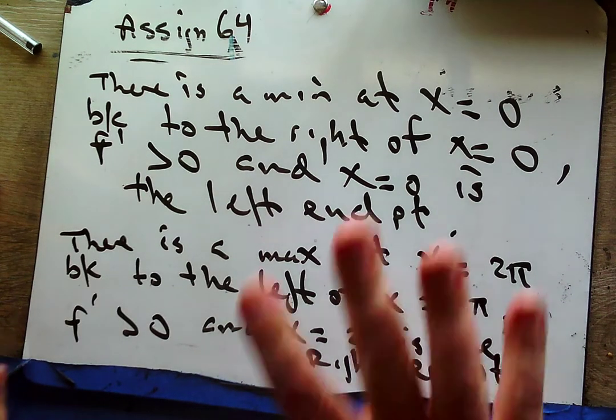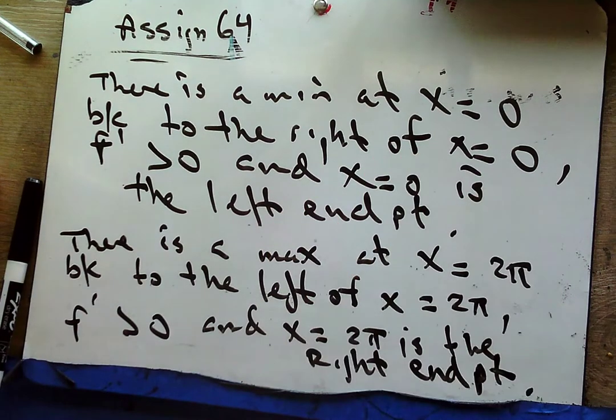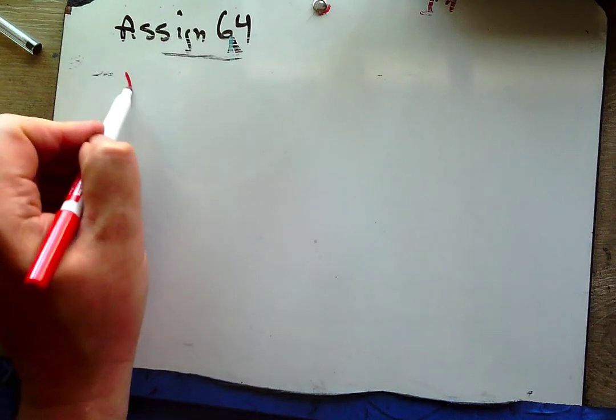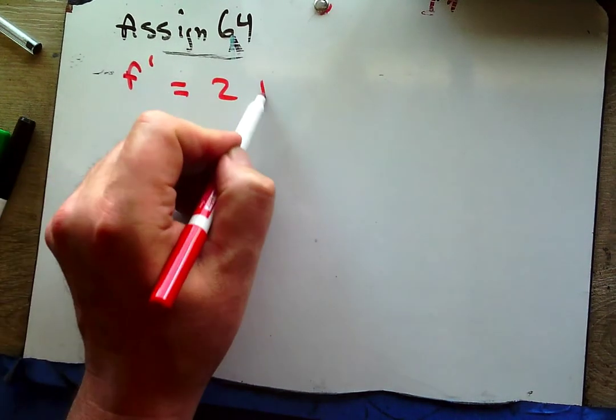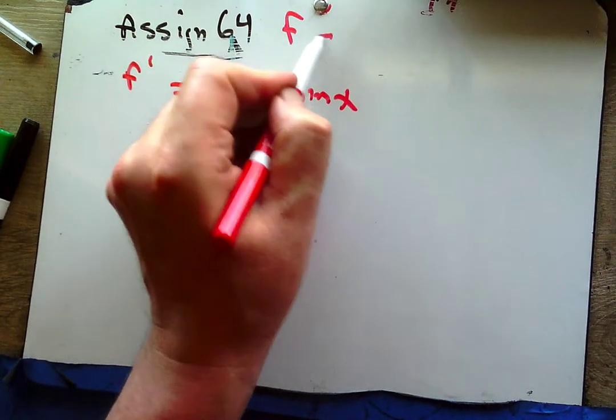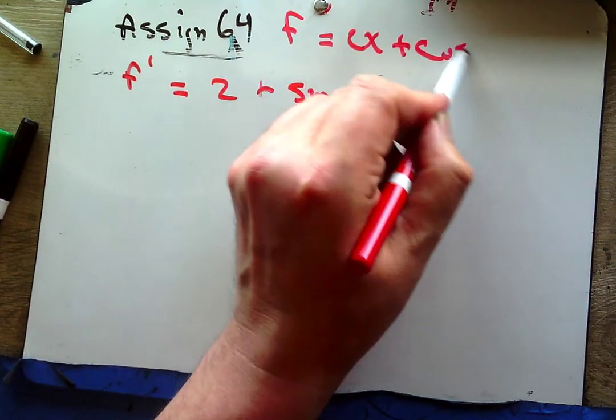Fabulous. Okay, so don't forget justifications for all mins and maxes and inflection points. You should also be able to justify when a function is increasing or decreasing, concave up or concave down, but that's a little more standard, I think, for people. I know that f is increasing when f prime is positive. Okay. Next, we didn't talk about concavity. So f prime was 2 minus sine x, and f is 2x plus cosine x.